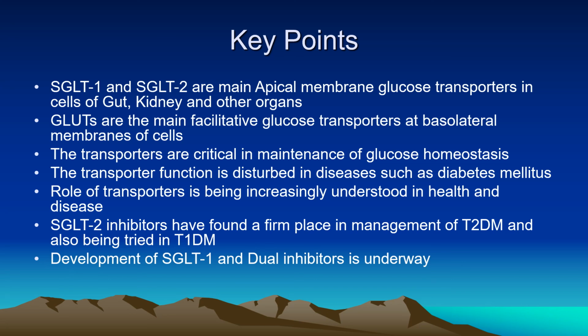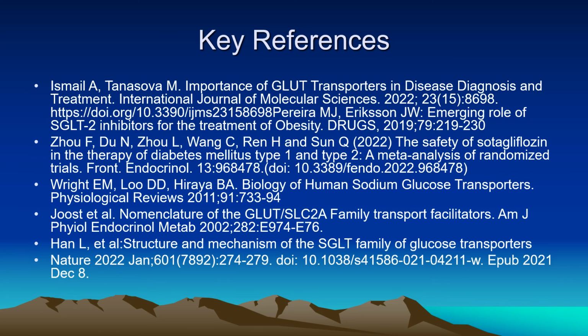And development of SGLT1 and dual inhibitors is underway. Next time we may find drugs which inhibit not only SGLT1 but also SGLT2. So there is reduced glucose absorption and increased glucose excretion, and we may find a better drug for diabetes mellitus.